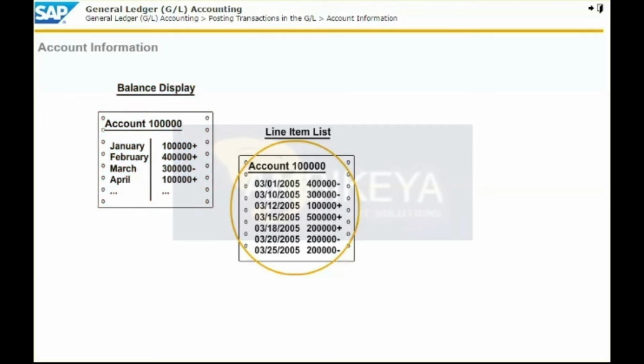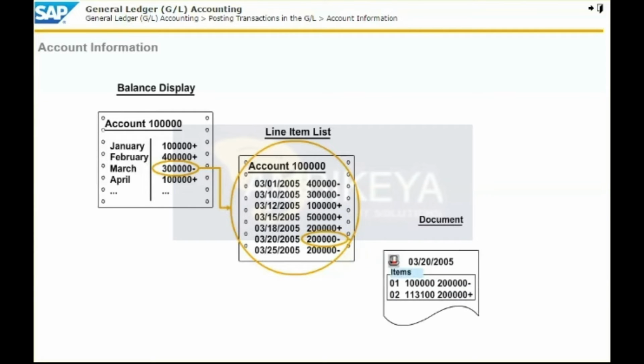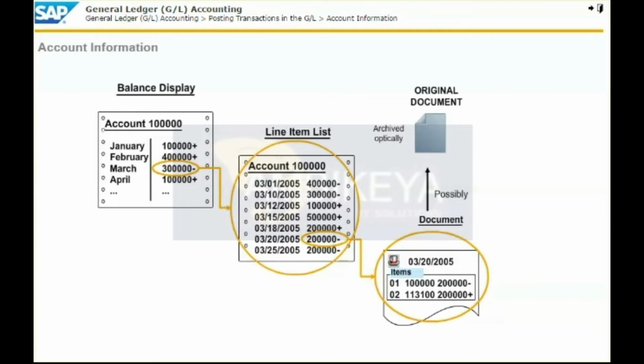In the balance display, you can display a list of the items that make up the balance by double-clicking. In turn, you can display the corresponding document from the line item list by double-clicking an item or selecting the indicator and choosing the display icon. From there, you can see the complete transaction by selecting Document Overview. Note, if an original document for the FI document saved in the SAP system exists and it was archived optically, you can display it as well.